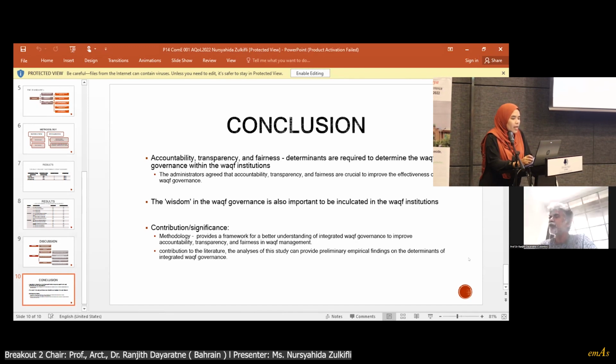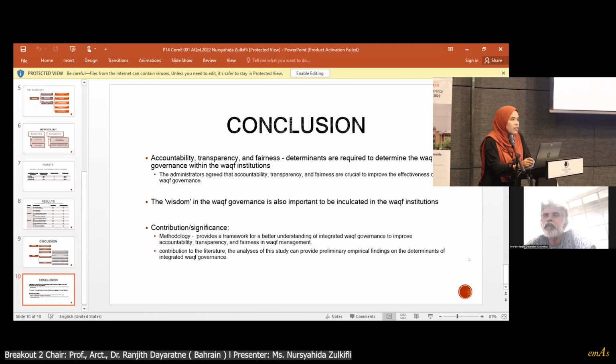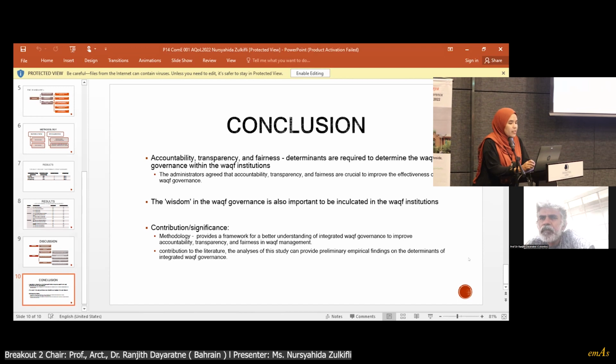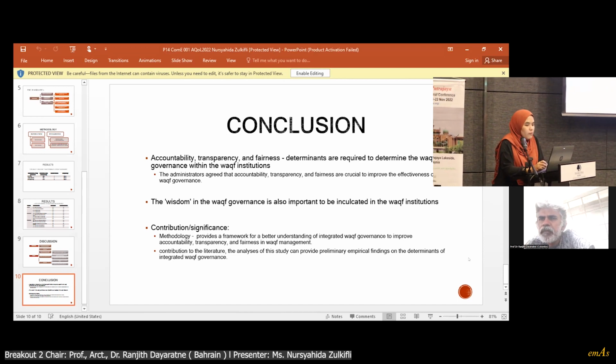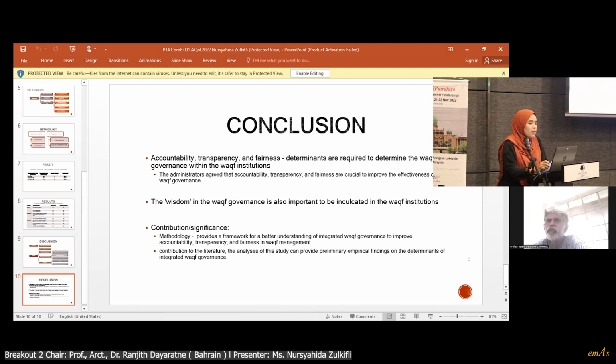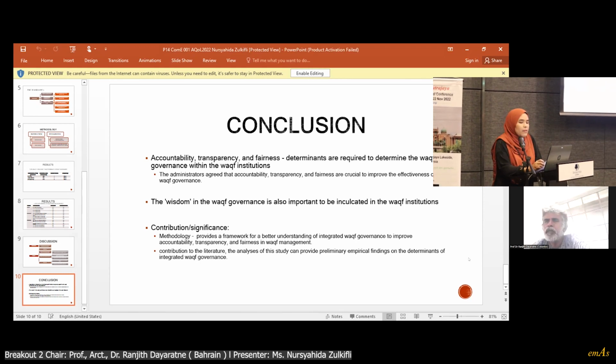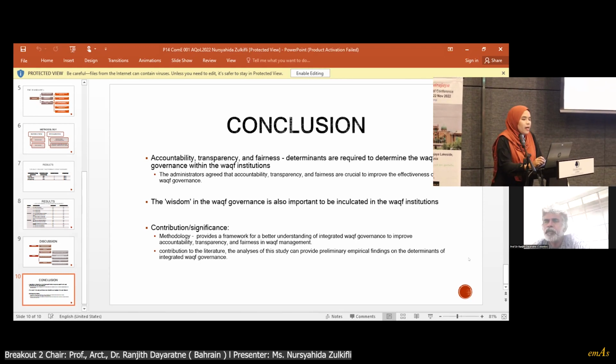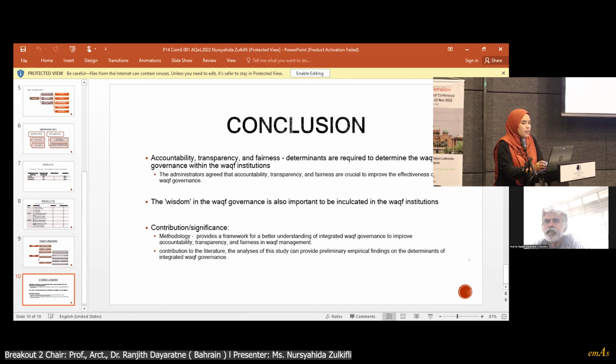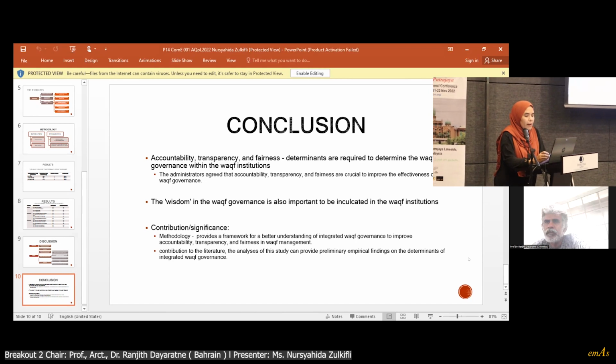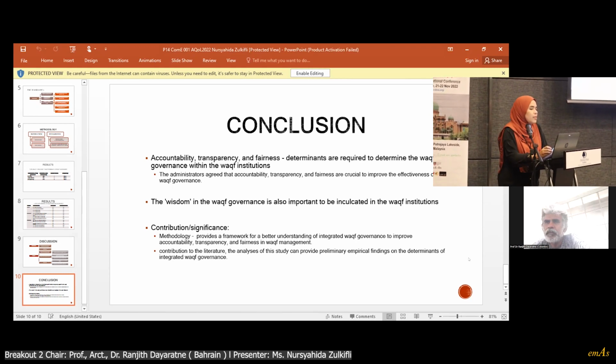Okay, and then in terms of the contribution or significance of the study, in terms of methodology, it provides a framework for a better understanding of integrated governance, as there are limited studies done in the context of wakaf governance. And for the literature, the analysis of the study can provide preliminary empirical findings on the determinants of integrated wakaf governance.